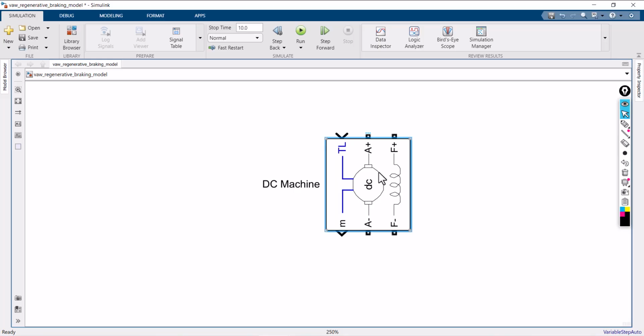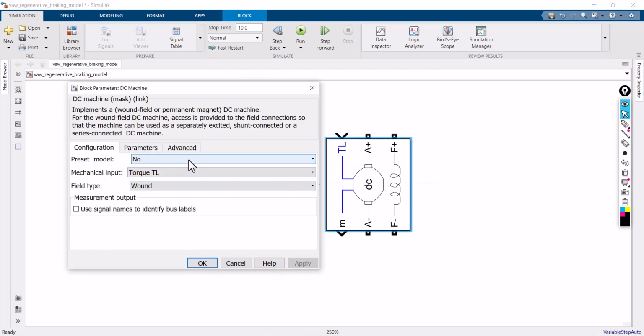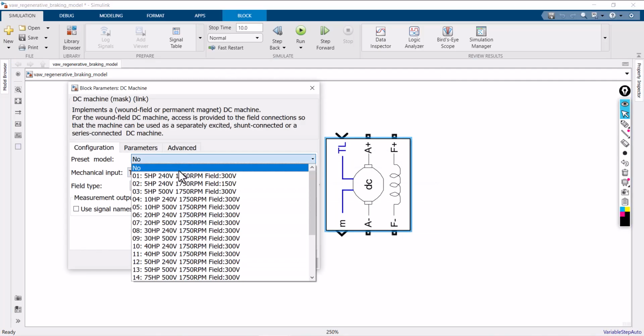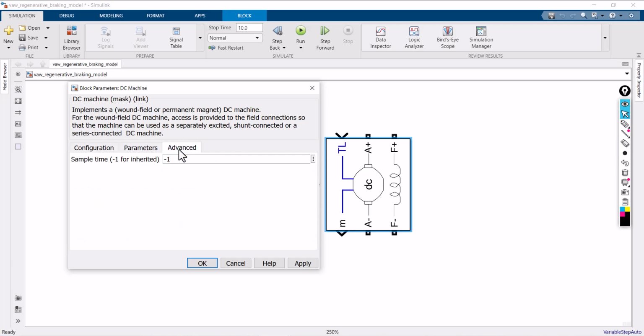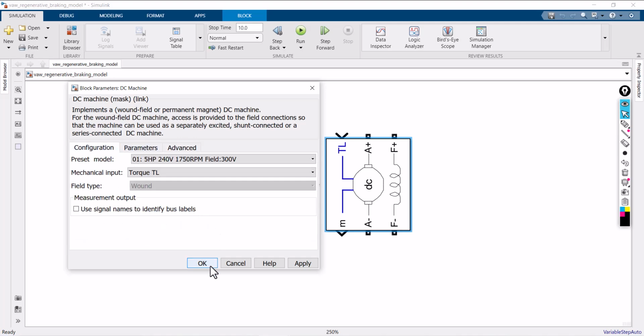So if you double click this DC machine, whatever the preset model I'm going to select, let it be model number 1, that is a 5 HP machine, 240 volts, 1750 RPM, and field winding required is 300 volts. Whatever the mechanical input I'm choosing, it's a torque. This is very, very important. This is the way you are going to give the inputs. And the remaining parameters, let it be same. I'm not going to change.